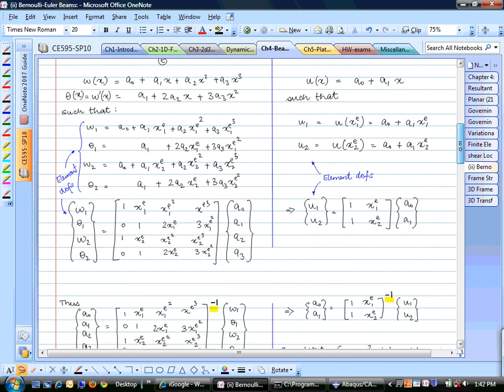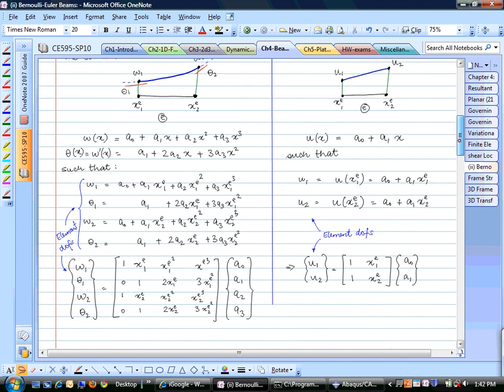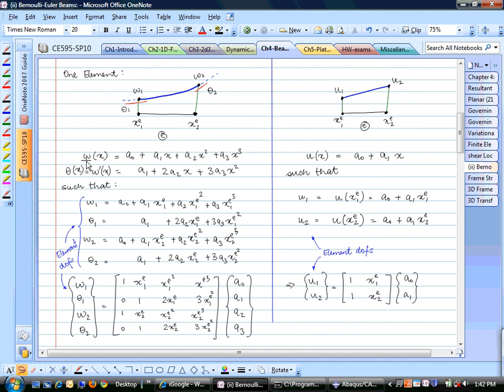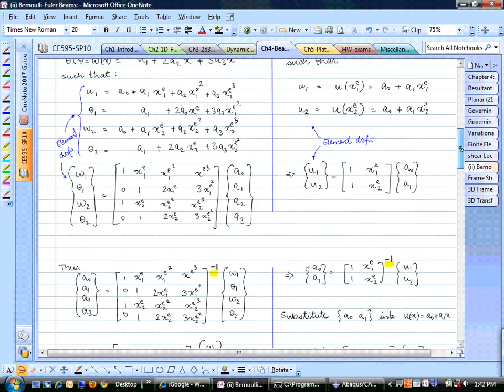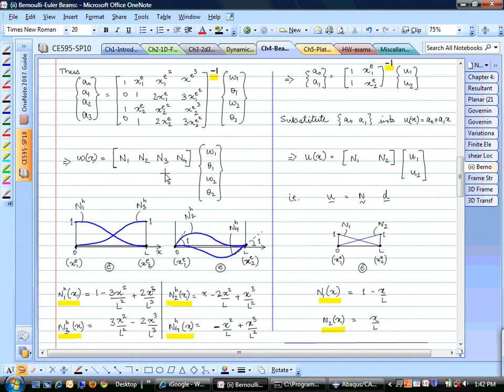So the objective for all finite element shape functions is to try to express this kind of a formula in terms of the degrees of freedom. So once you do that, you get the same type of function that you had, N times D. This is the shape function matrix times degrees of freedom for the element. And these 4 shape functions, what they look like is what I've drawn here. So this is N1 and N3, which correspond to W1 and W2.